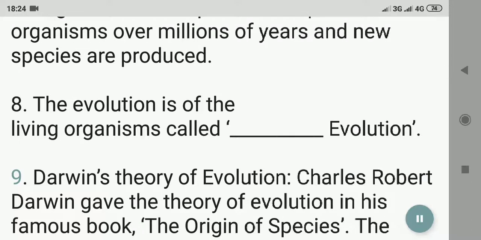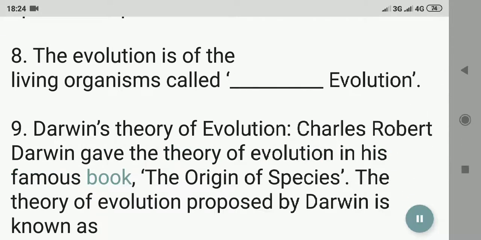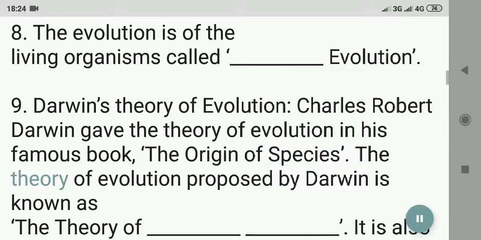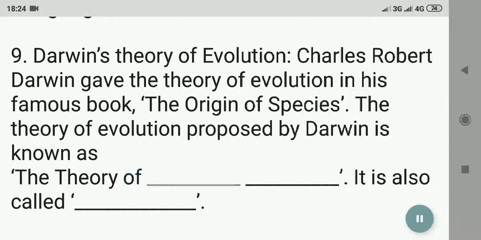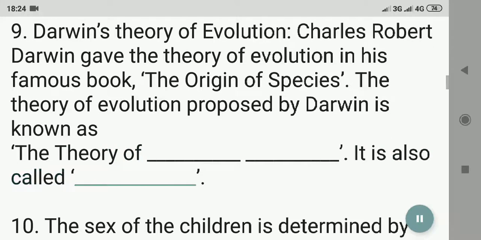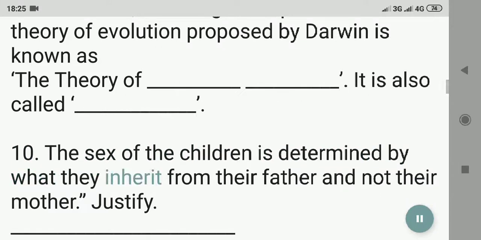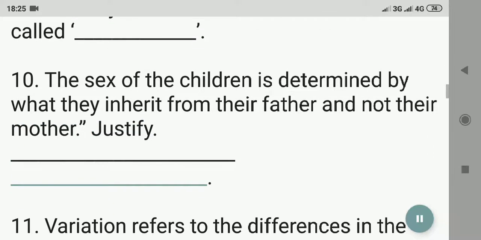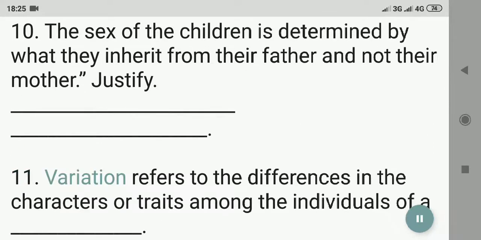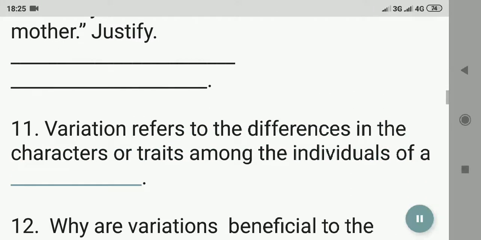9. Darwin's theory of evolution. Charles Robert Darwin gave the theory of evolution in his famous book, The Origin of Species. The theory of evolution proposed by Darwin is known as the theory of blank blank. It is also called blank. 10. The sex of the children is determined by what they inherit from their father and not their mother. Justify blank blank. 11. Variation refers to the differences in the characters or traits among the individuals of a blank.